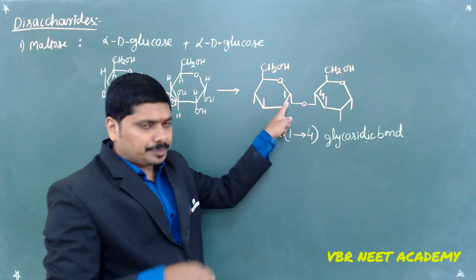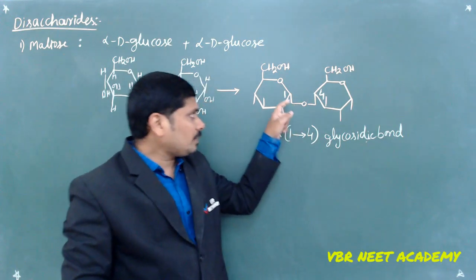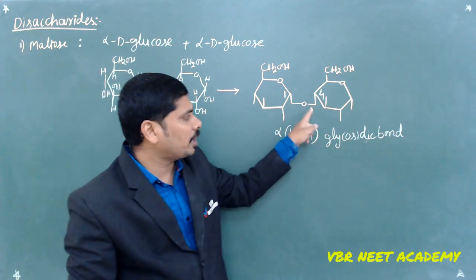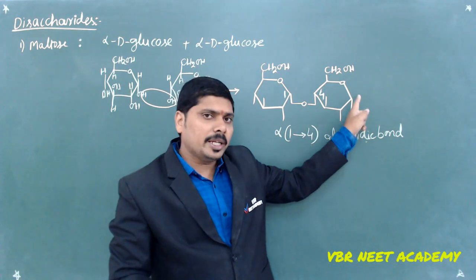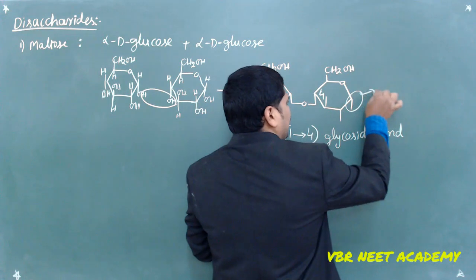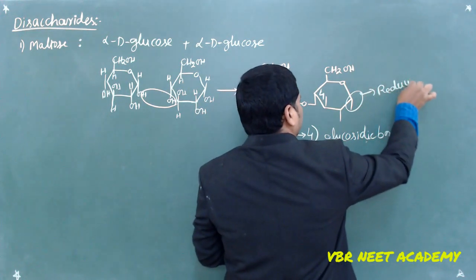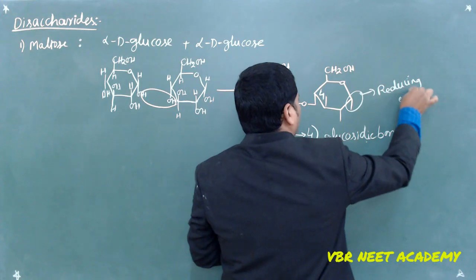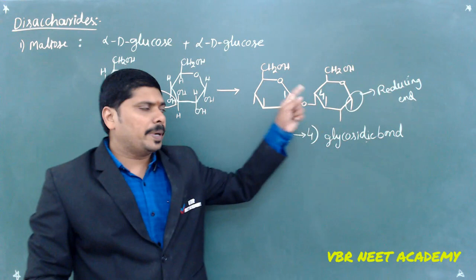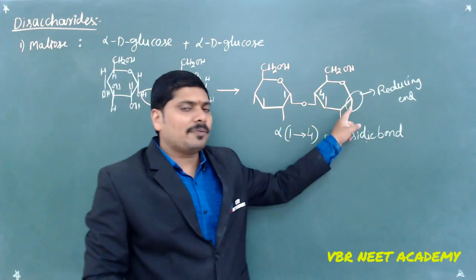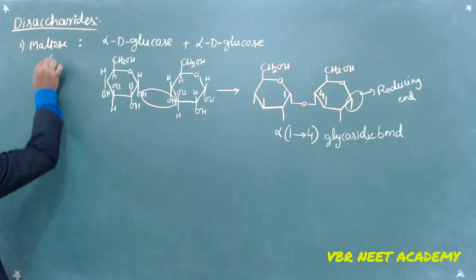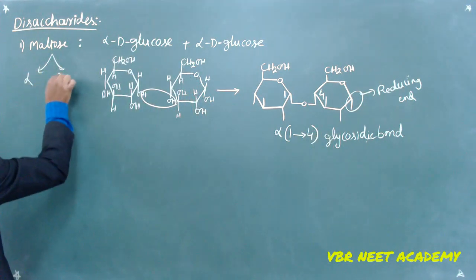In this case, the first chiral carbon, which is anomeric, is not free. It is involved in the bond. But coming to this one, it has the free aldehyde group. That's why it can act as the reducing end. Out of these two glucose units, which is useful for reducing sugar? This one. So based on this, we can say an alpha glucose or a beta glucose can be present, so we can have two types of maltose: alpha maltose and beta maltose.